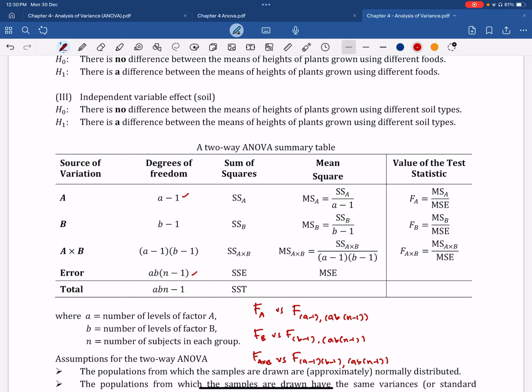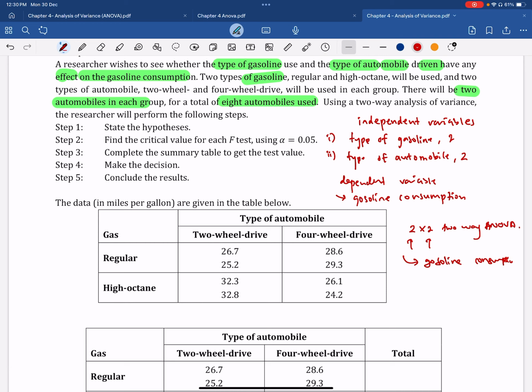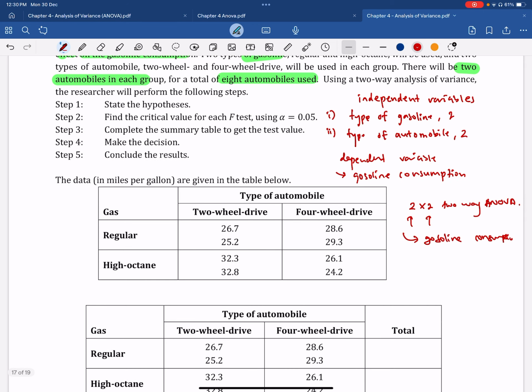So it's actually easier for us to find the critical value after you complete your two-way ANOVA summary table, because it depends on each degree of freedom and the error. A degree of freedom with error, B degree of freedom with error, interaction degree of freedom with error. Let's take a look at an example later on. Then step 3, we complete the summary table to get the test value. Step 4, make the decision and conclude the result.